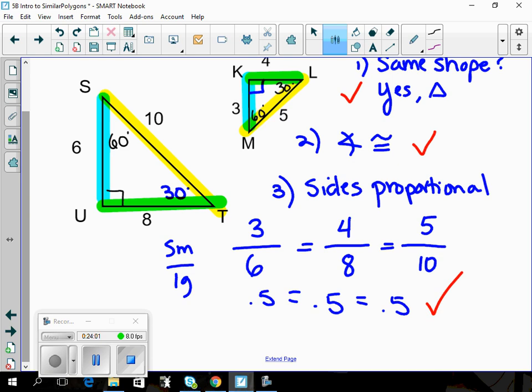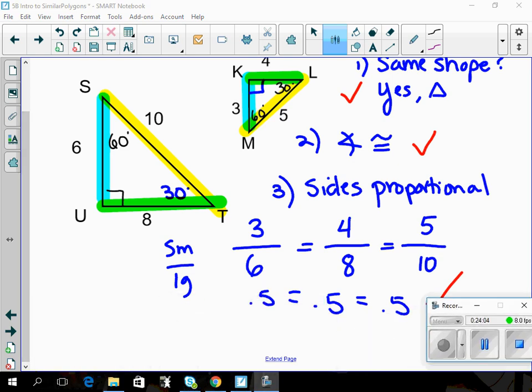The last piece is to write the similarity statement. Triangle blank is similar to triangle blank. So let's do it. Triangle SUT. And this is the part that you have to write. What does S correspond to in the other triangle? No, it does not. S is the 60-degree angle, right? What's the 60-degree angle over there? Good. So M.